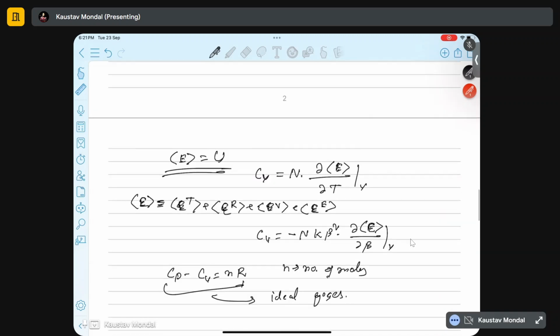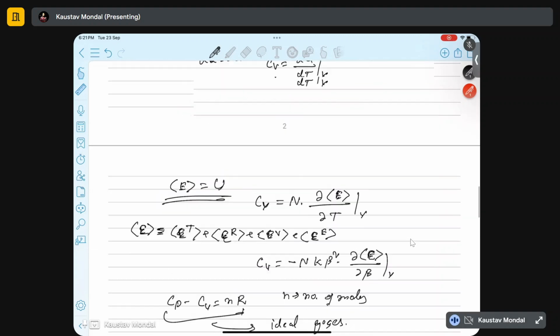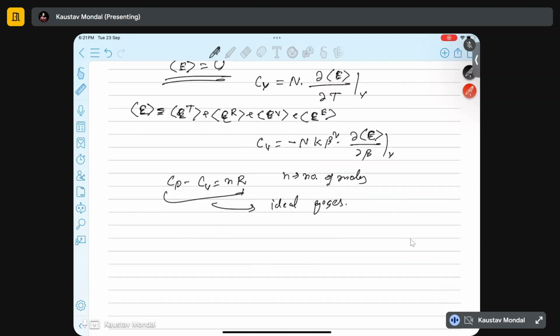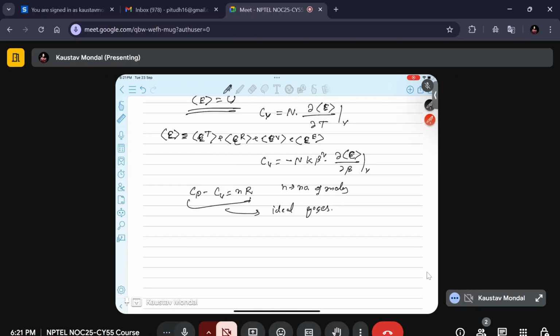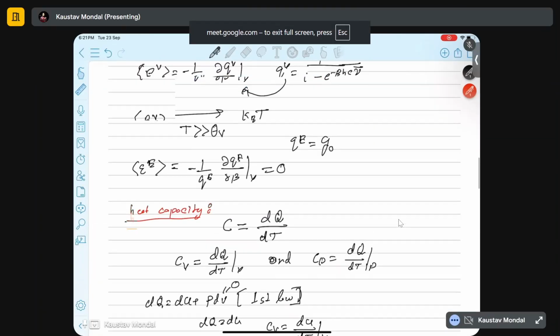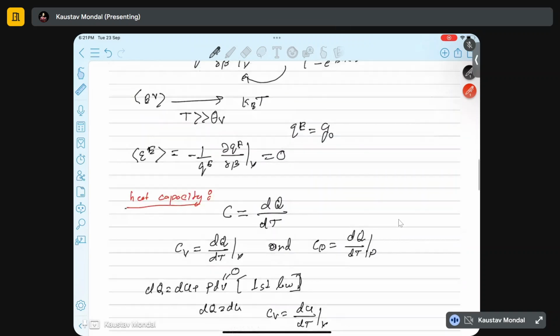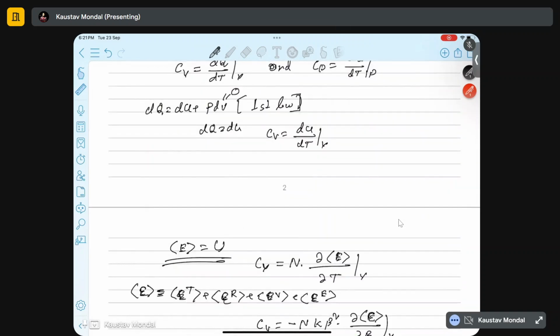So now in this class we will be doing some problems. First we discuss the theory, then we will do the problem. We will show how you can calculate the specific heat if you know the mean energy. So we'll start the case.